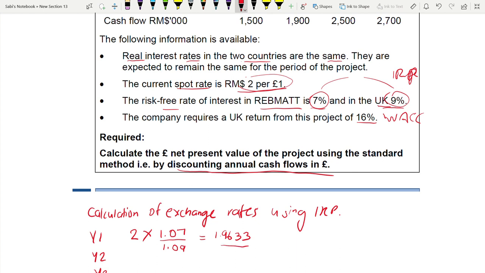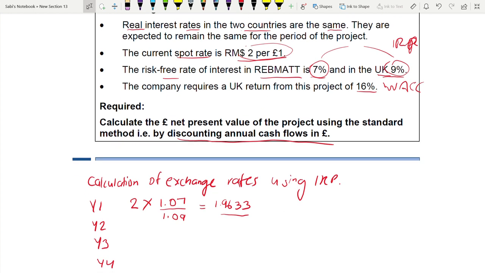Remember, when you keep this to 4 decimal places, others also you need to keep the same consistency. Now that rate will become the opening spot rate for year two. So using that rate, again, the fraction will remain the same, 1.07 over 1.09, every year.